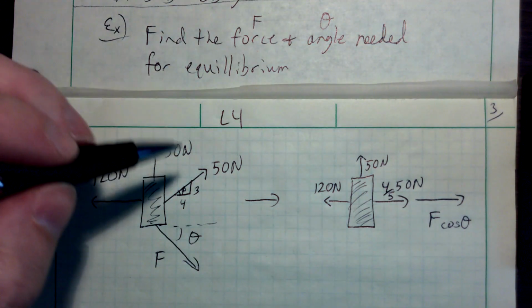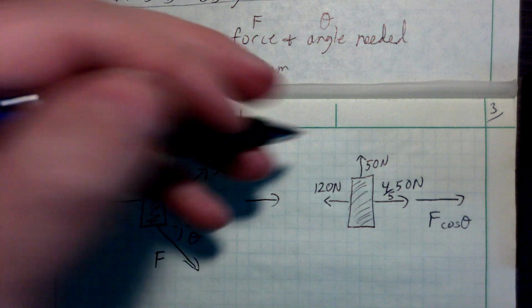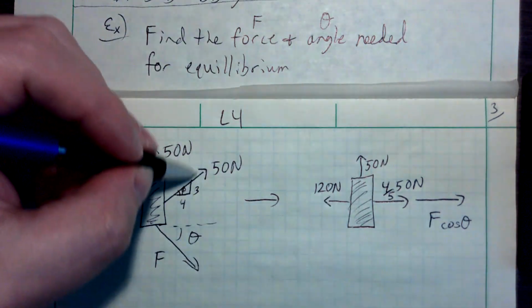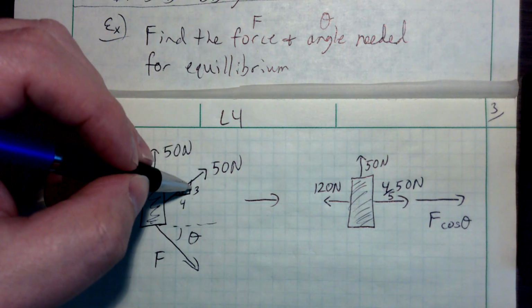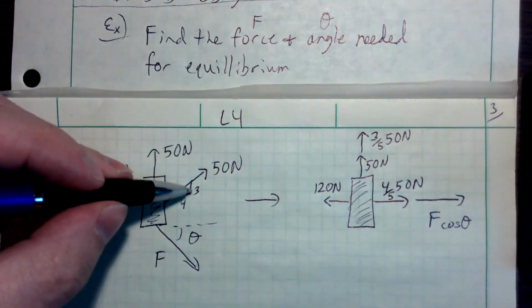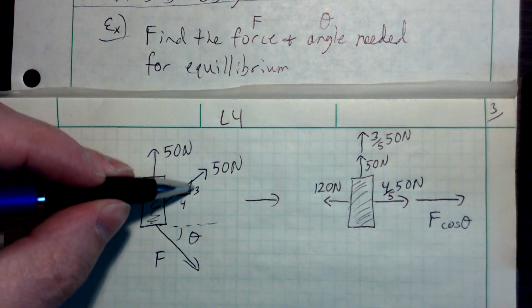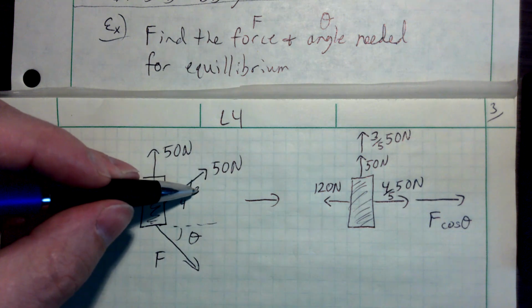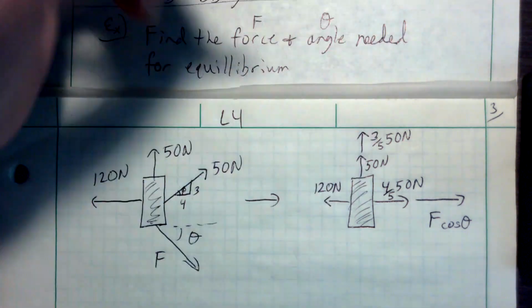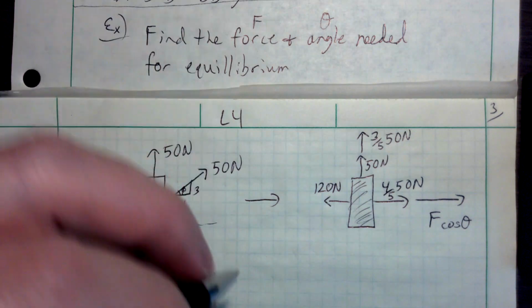And then I've got y components of both these forces, so going up. Notice this one is going up and to the right, so this is a positive y component. Up here, 3/5 of 50 newtons. Again, this 3 is in the vertical position, so that means the vertical component of this 50 newton force has 3 divided by the hypotenuse, 5. 3/5 of 50 newtons going up.